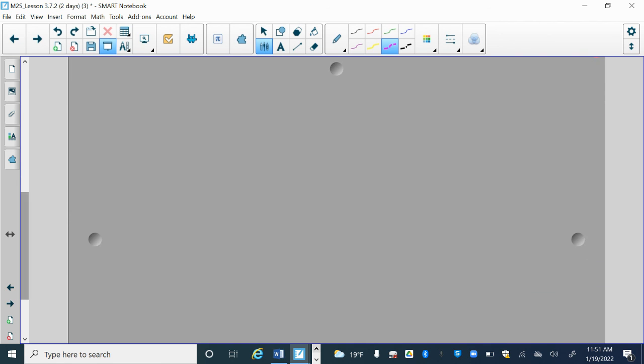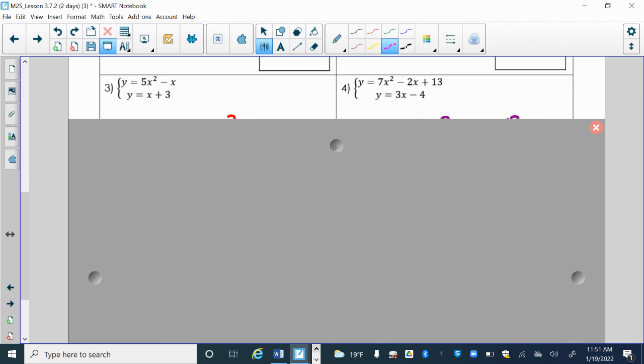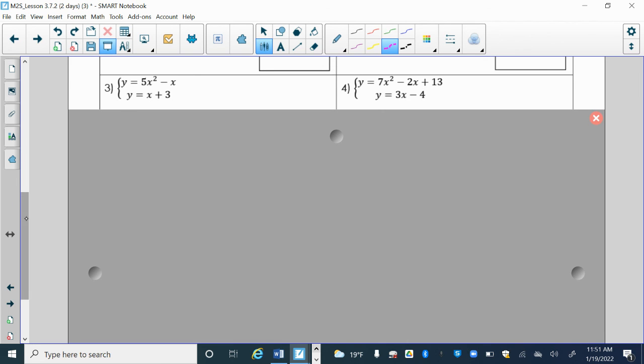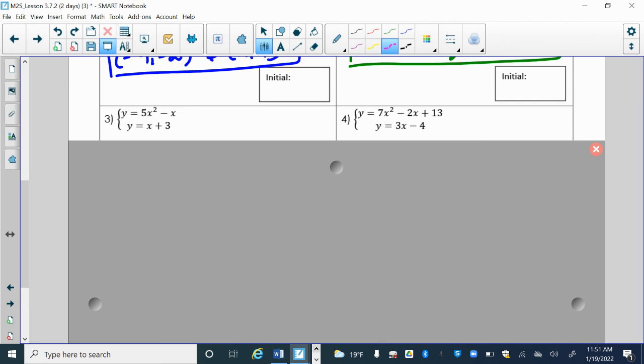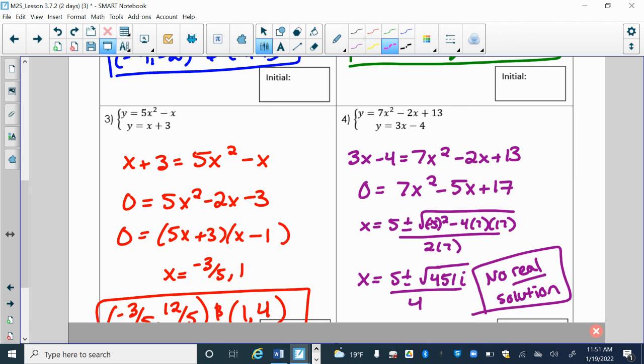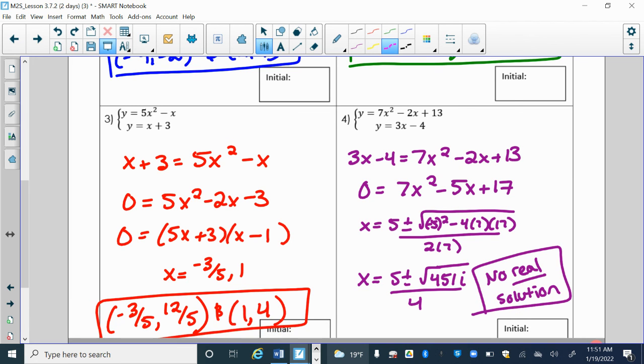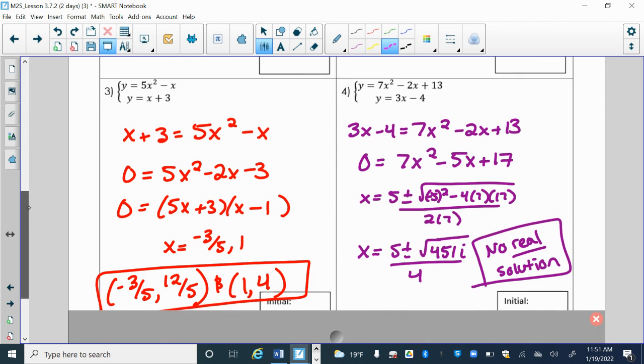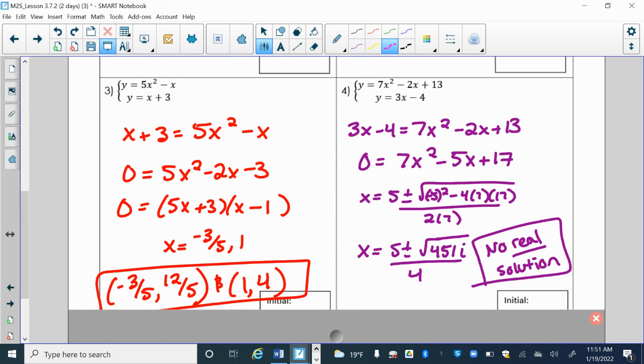And then another pair. If you want to work on these two, you can pause, work through these, get some feedback and look at how you did. These should be the solutions here. So notice this one came out to an imaginary solution, so we had no real solutions, no intersection point.